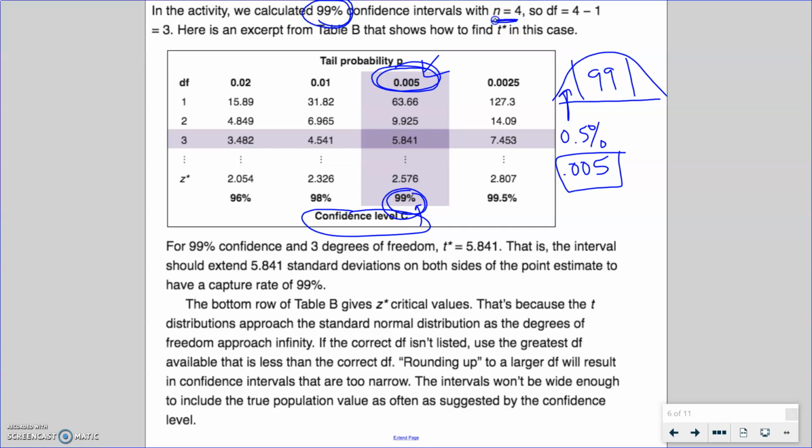Then if n is 4, when you plug it into your degrees of freedom, that means our degrees of freedom is 3. And so that's why you'll see these purple tabs. So we would use a t critical value of 5.841.